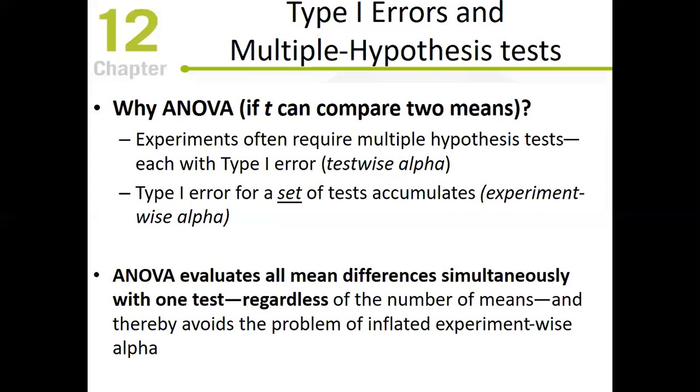When we run individual t-tests, that type 1 error rate accumulates across each test, just like we saw over there. That's sometimes called the experiment-wise alpha level. Does that make sense to people?